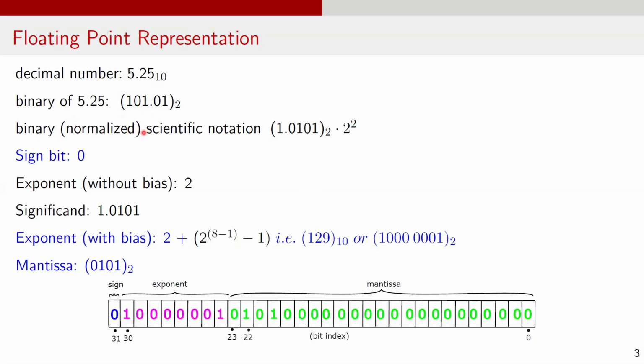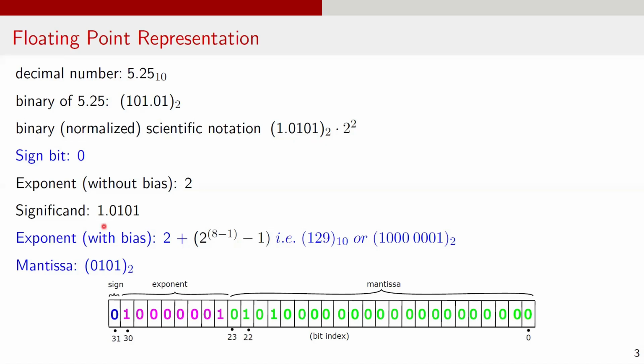Next, we normalize the binary representation of the number. To do that, we shift the decimal point 2 positions to the left so that only one non-zero digit remains to the left. Now the number is 1.0101 times 2 to the power 2. We can see the number in three parts: a sign bit of 0, an exponent of 2, and the significand or mantissa of 1.0101 as described in IEEE 754.